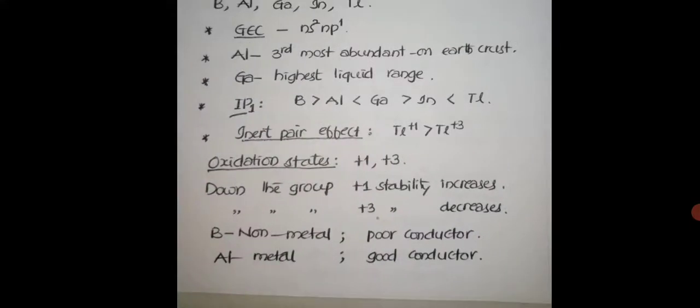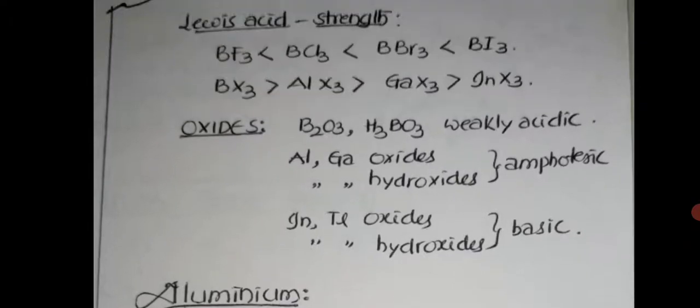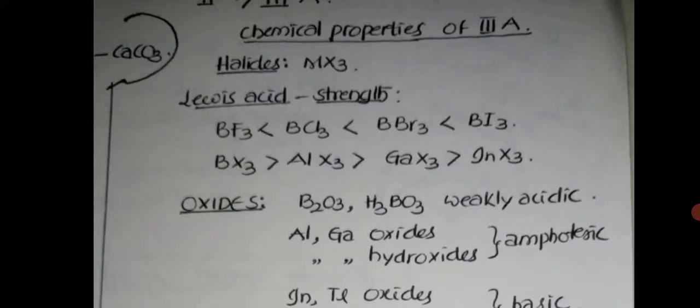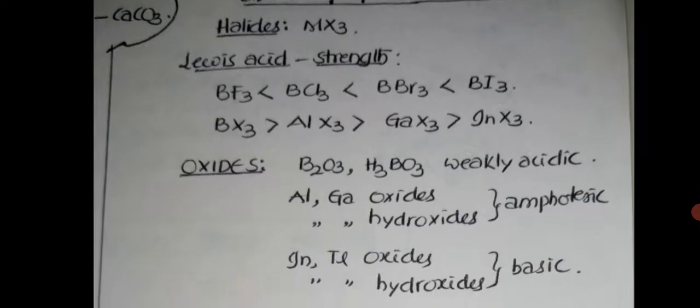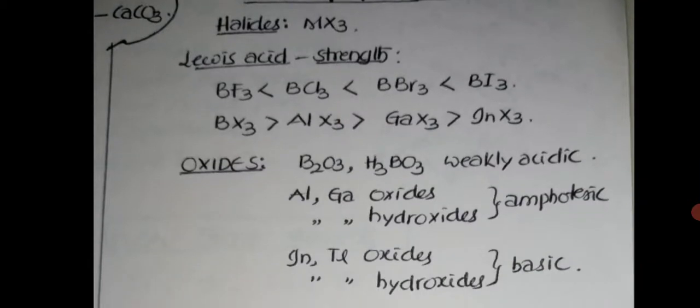Boron is a non-metal, aluminium is a metal. Boron is a poor conductor, aluminium is a good conductor. Let us see some more properties here. Chemical properties of group 13 elements. Halides: MX3 type of halides they form.